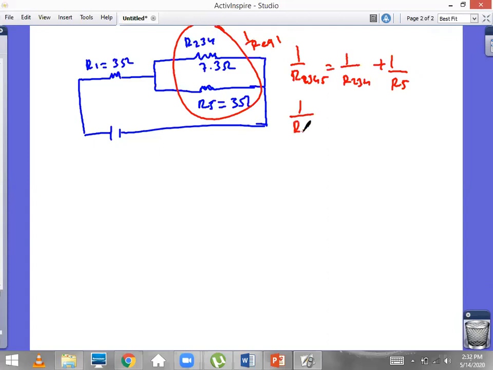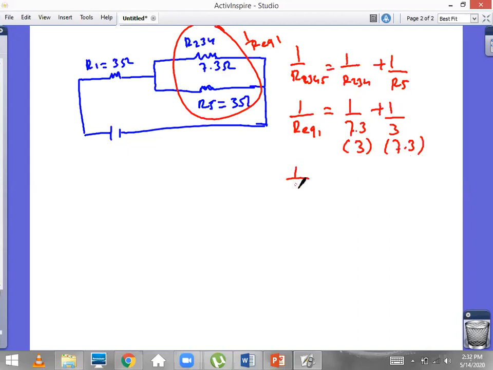It's going to make our job easier. 1 over R equivalent 1 is equal to 1 over 7.3 plus 1 over 3. Okay? So here again, we have to make them like fractions, so we can multiply here by 7.3 and here by 3.